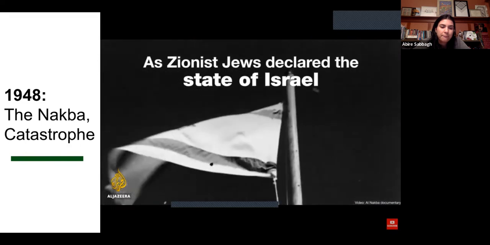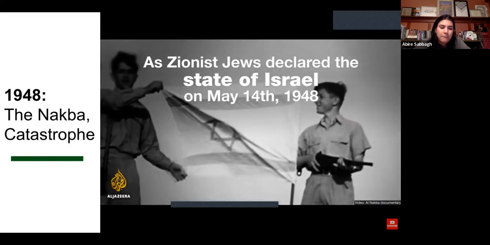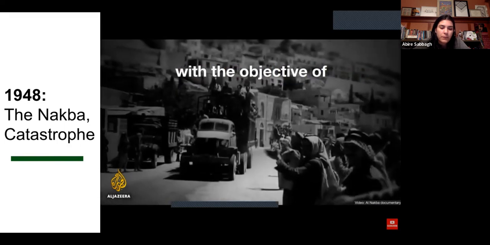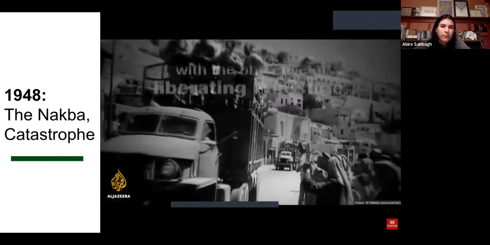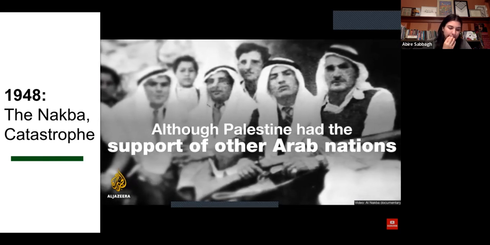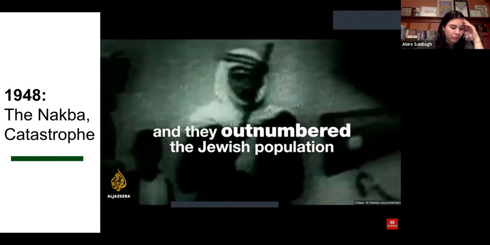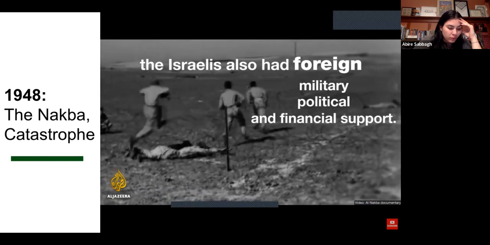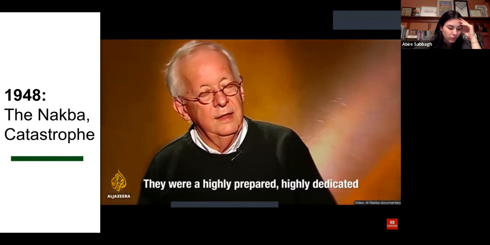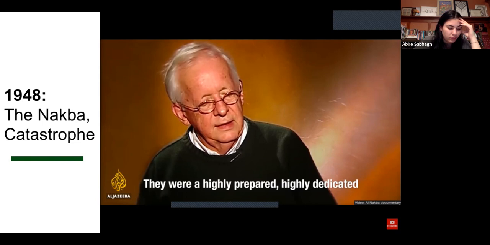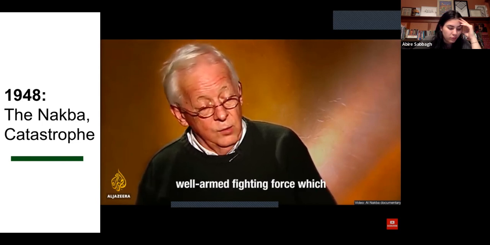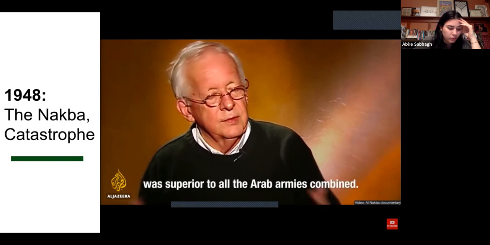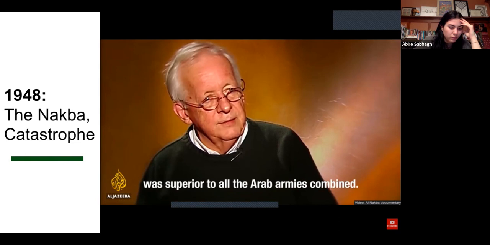As Zionist Jews declared the State of Israel on May 14, 1948, the surrounding Arab nations declared war, with the objective of liberating Palestine. Although Palestine had the support of other Arab nations and they outnumbered the Jewish population, the Israelis also had foreign military, political, and financial support. They were a highly prepared, highly dedicated, well-armed fighting force, which was superior to all the Arab armies combined.